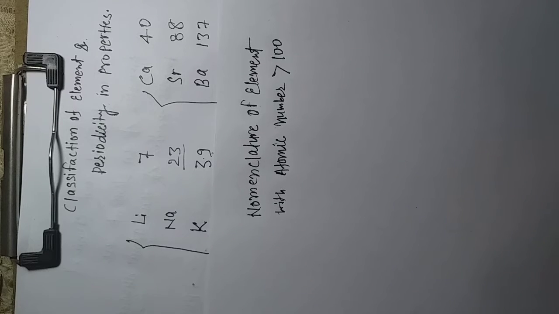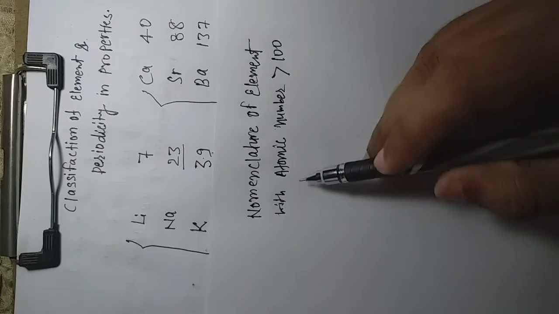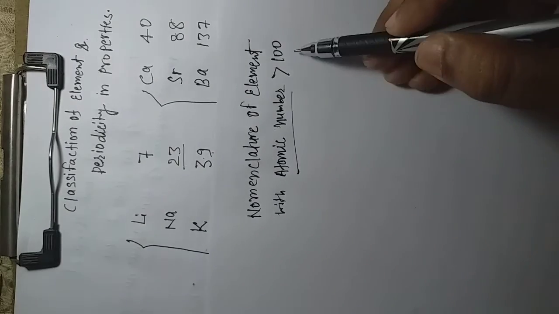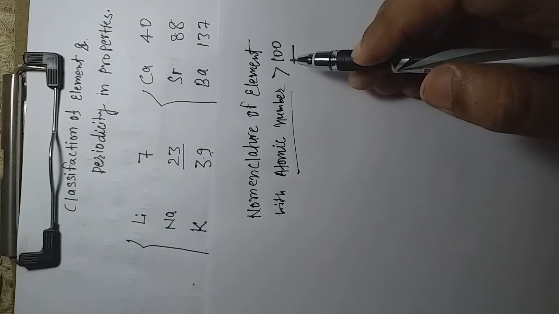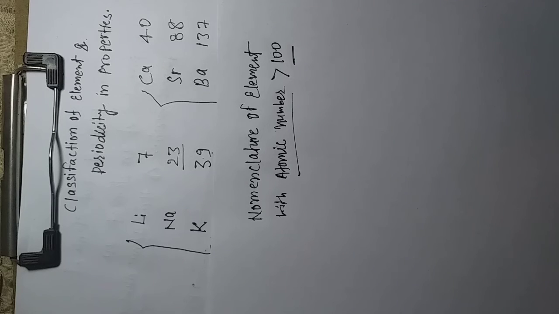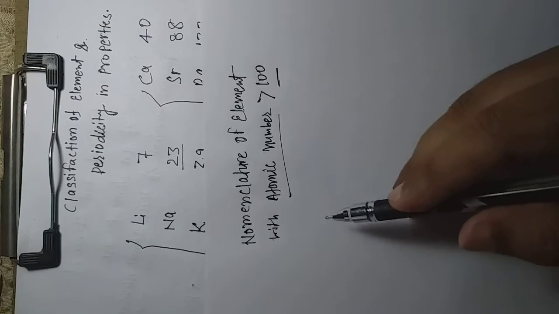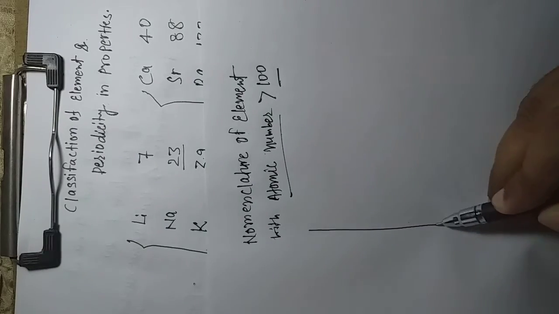Continuing classification of elements and periodic properties: nomenclature of elements with atomic number greater than 100. How do we write the name of inorganic elements having an atomic number of more than 100? First of all, it's quite easy to understand.